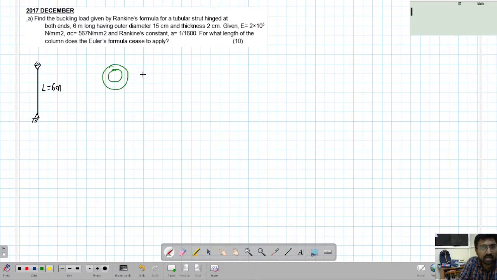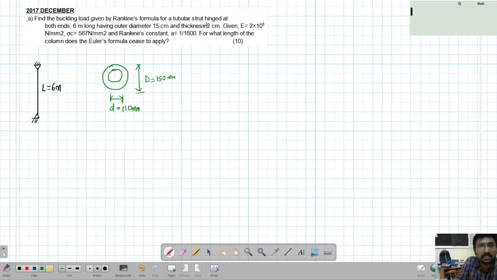we have an outer diameter and inner diameter. 15 centimeter is the outer diameter. That means outer diameter, which we will call capital D, is 150 mm. And the thickness is 2 centimeters, so this is 20 mm thickness here. That means the inner diameter will be 150 minus 20 minus 20, so 150 minus 40, that is 110 mm.